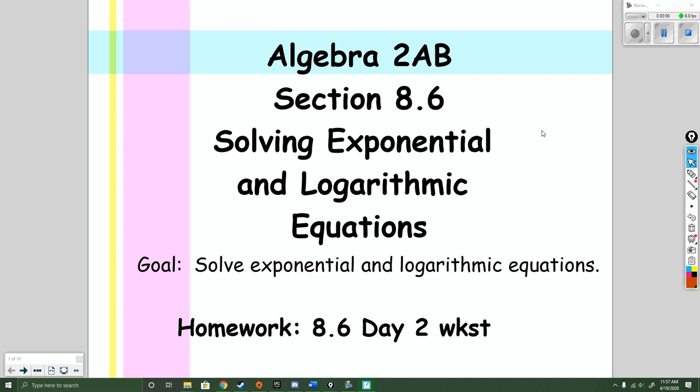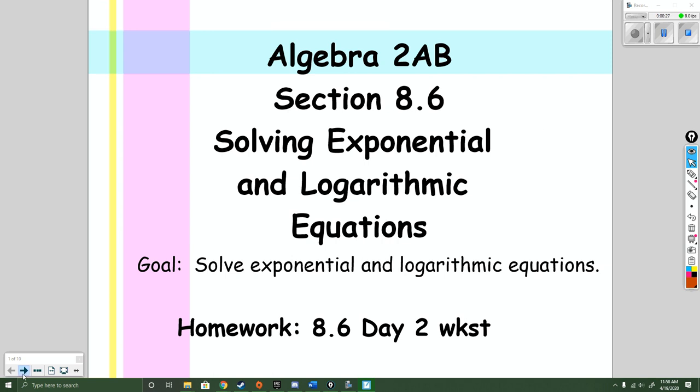Today in Algebra 2AB we're going to talk about section 8.6, which is going to be solving basic exponential and logarithmic equations. Alright, so that's the goal. We've talked about all of our techniques with exponents and logarithms in the past, and now we're just building up to actually solving those exponential and logarithmic equations. And of course we're going to start pretty easy.